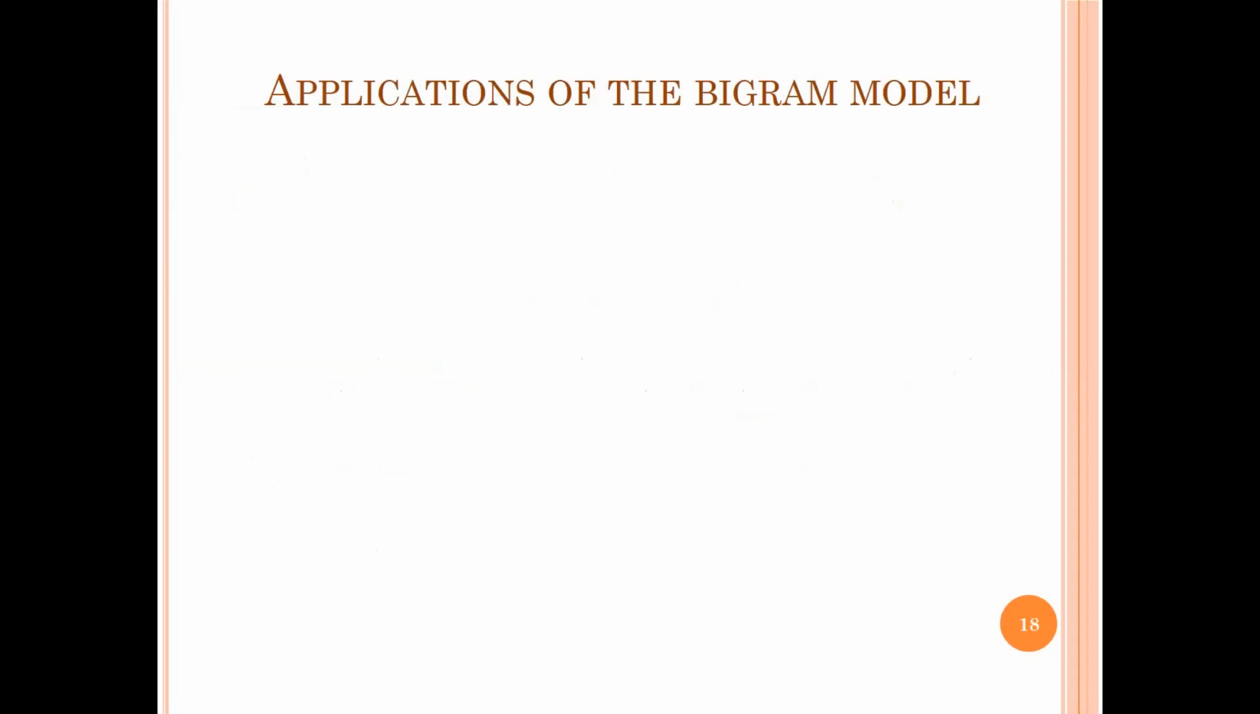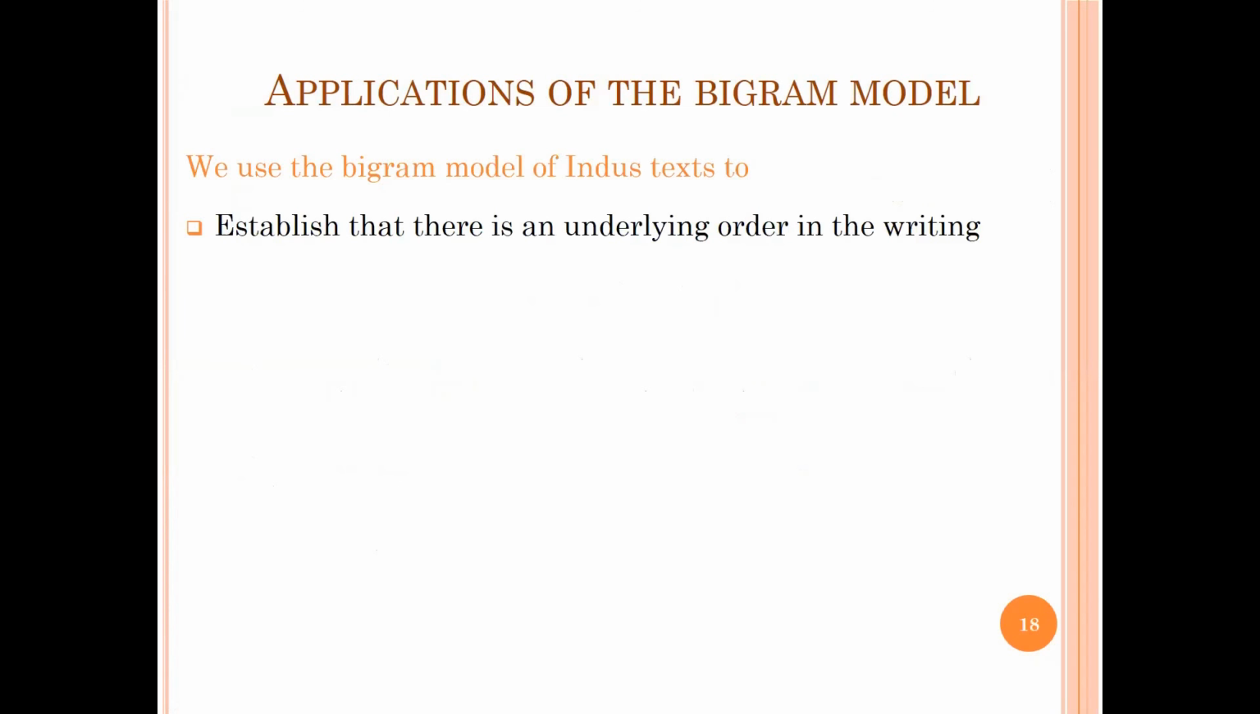So once we had this bigram model of the Indus script, we can use it for various interesting applications, and these are listed over here. We can use it to establish that there is an underlying logic in the writing. We can find signs having similar syntactic function in the Indus text. So it is possible to identify certain signs having similar correlation with a group of signs using this model.